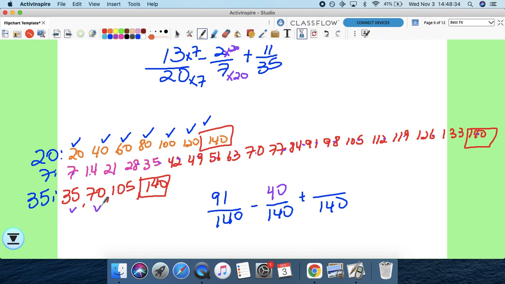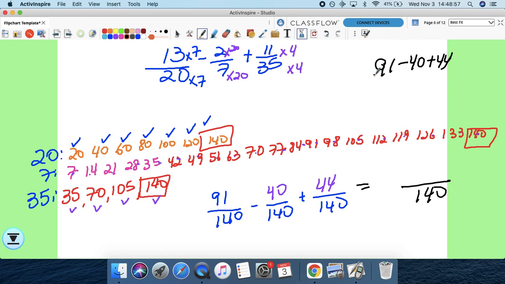35 times 1, times 2, times 3, times 4. So it's 35 times 4. So I'm going to multiply by 4. What's 11 times 4? 44. Now we can add. So my answer is going to be something over 140. Positive, negative, I don't know. So it's 91 minus 40 plus 44. Let's do these two first. 91 minus 40 is 51, right?